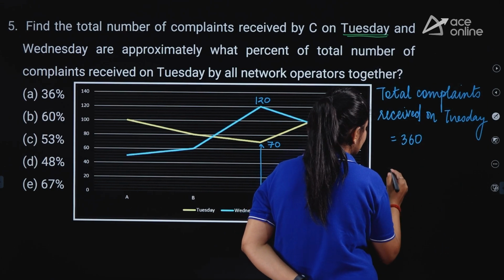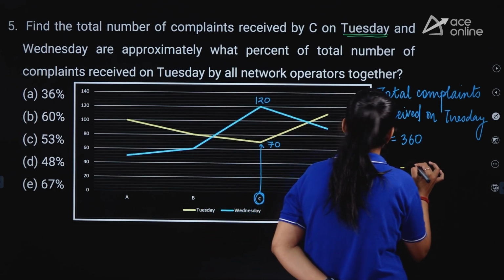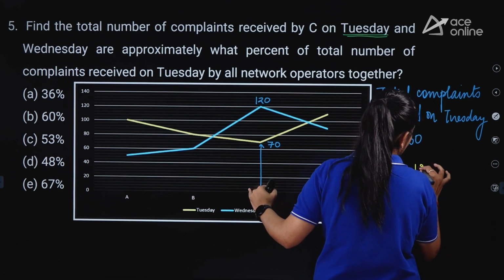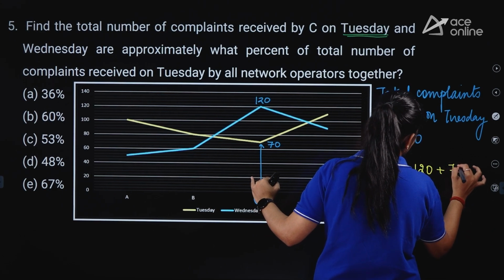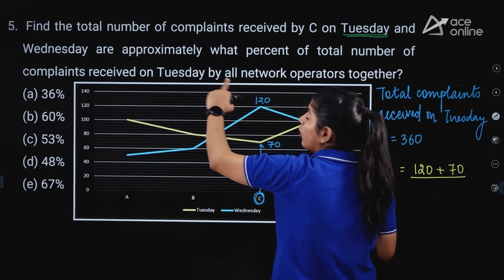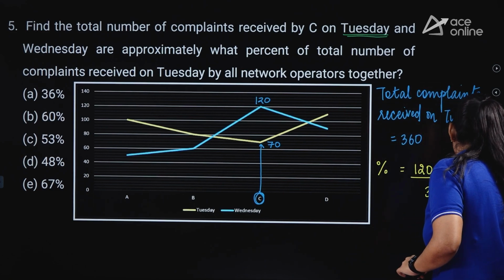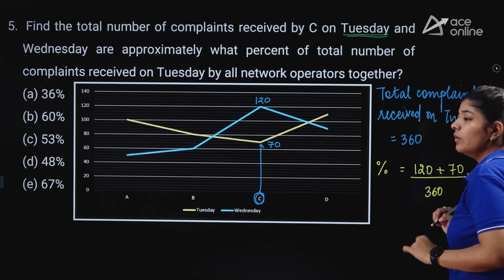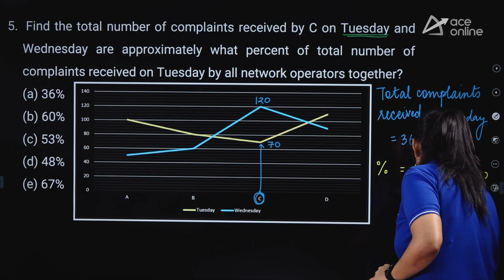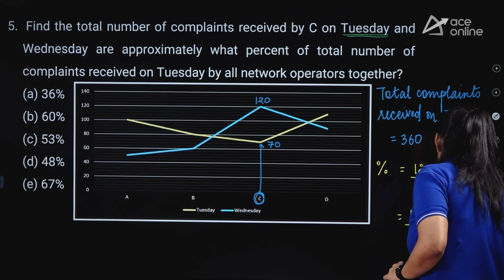So the percentage that we have to find out is nothing but the sum of the total complaints received by operator C, that is 120 plus 70, divided by the total number of complaints received on Tuesday by all the operators, that is 360, into 100, right? So here we have 190 divided by 360 into 100.